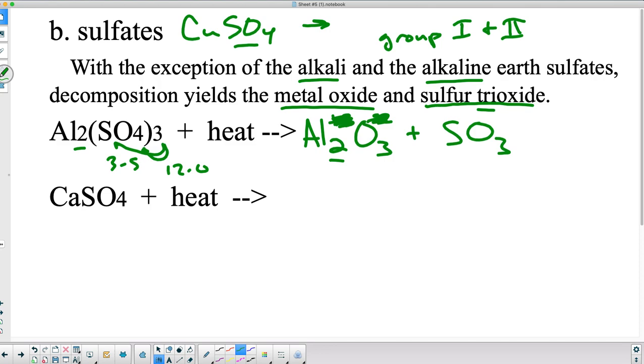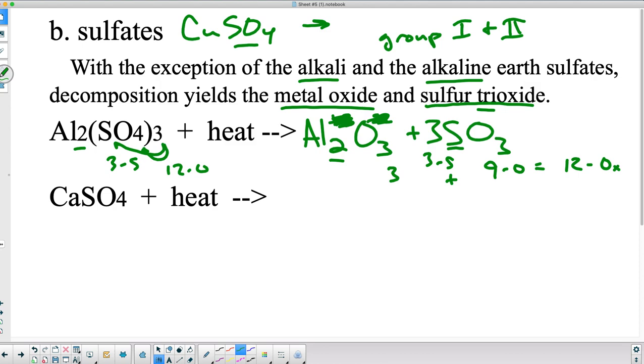So how many sulfurs do I have on the right-hand side? I have 1, when on the left-hand side I have 3. So I go 3 in front, that gives me 3 sulfurs. It gives me 3 times 3 is 9 oxygens. Over here I have 3 oxygens plus 9 equals 12 oxygens. Excellent. I think I'm balanced on both sides. 2 aluminums, 3 sulfurs, and 4 times 3 is 12 oxygens on the left-hand side, and 3 plus 9 is 12 oxygens on the right-hand side. So take a look at our next problem.